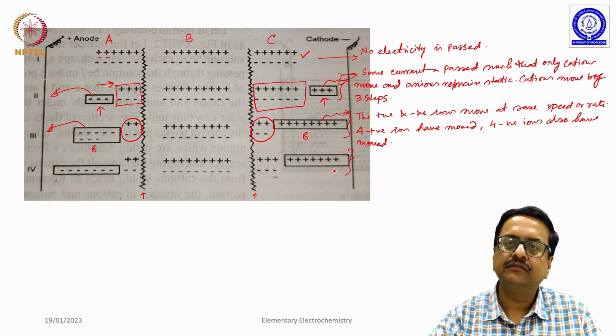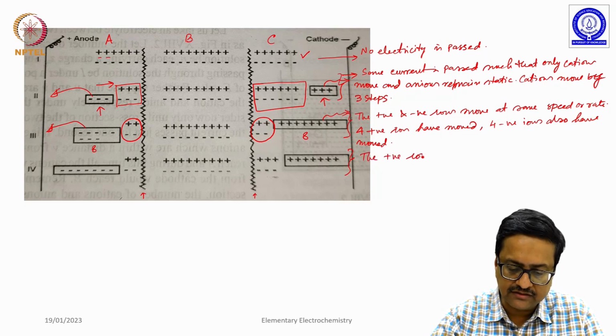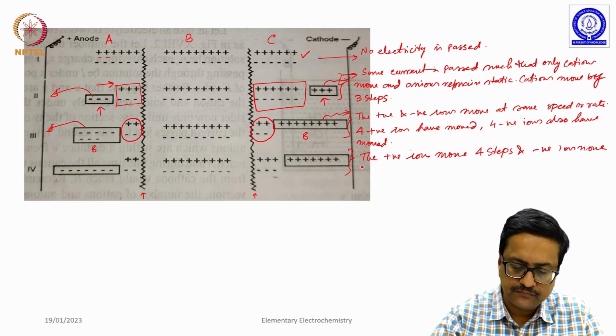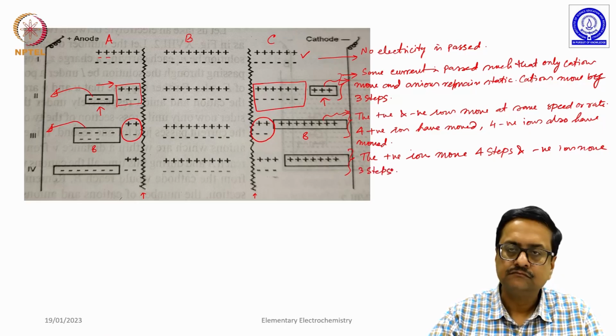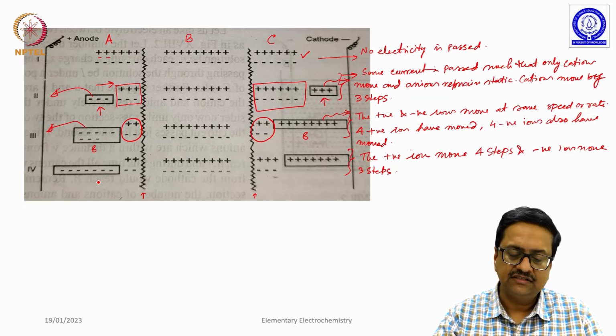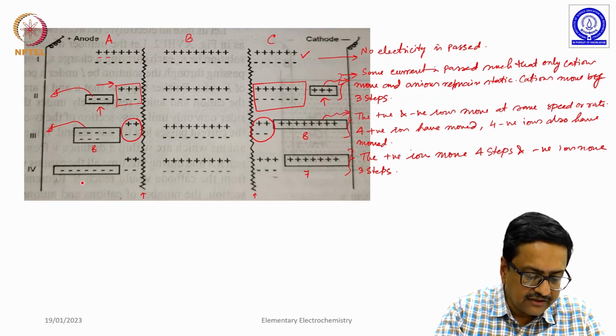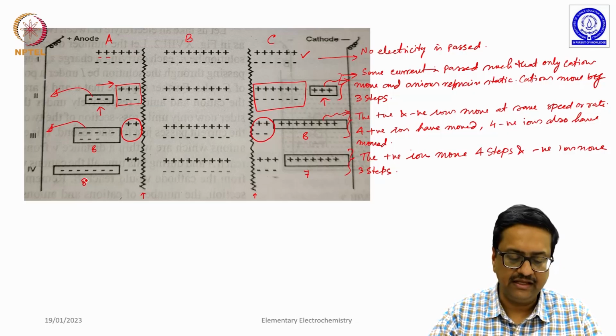Then if we consider the fourth condition, where the positive ions move 4 steps and negative ions move 3 steps, which means 4 positive ions have moved from A to B, and simultaneously 4 moved from B to C. By that process, 3 anions have moved from C to B and then B to A. As a result, we have 7 excess cations in chamber C and 8 excess cations in chamber A.